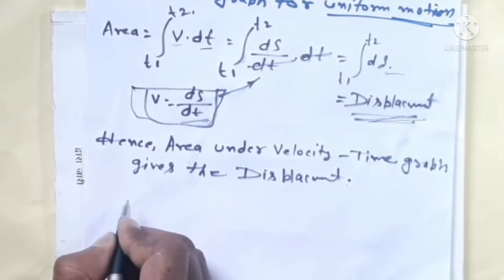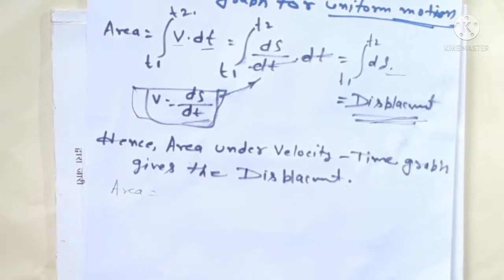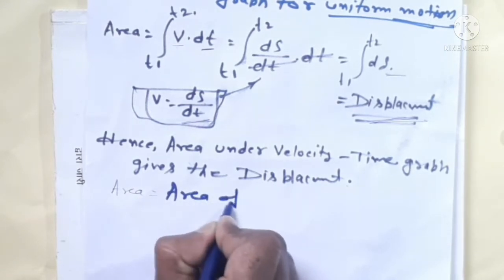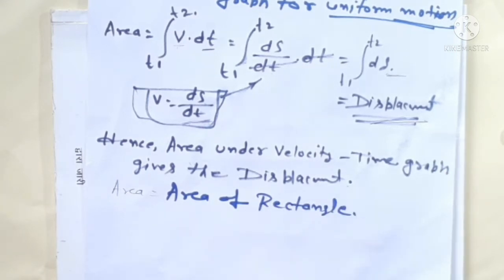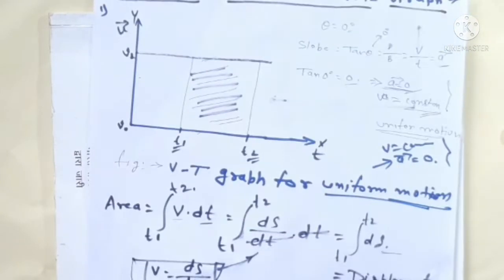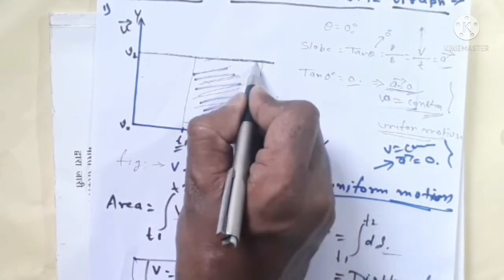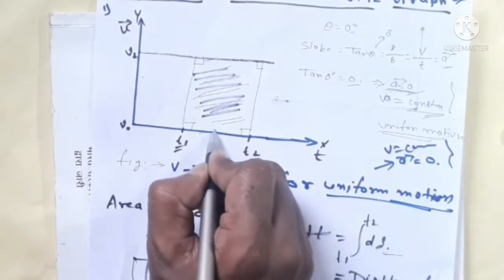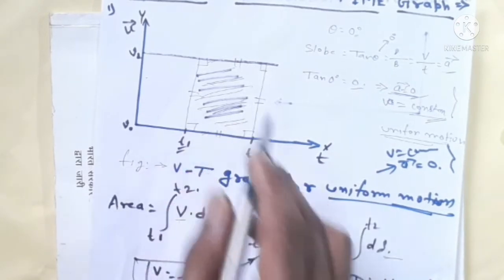Now we will find the area. Area is equal to the area of the rectangle. This is rectangular in nature. This perpendicular and this perpendicular, so this is rectangular in nature and opposite sides are parallel. So this type of figure is known as a rectangle. So the area of the rectangle.